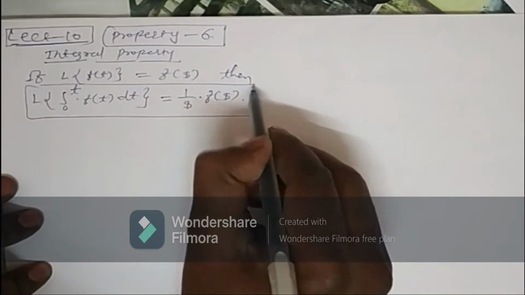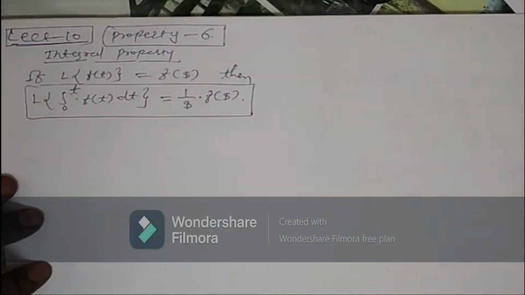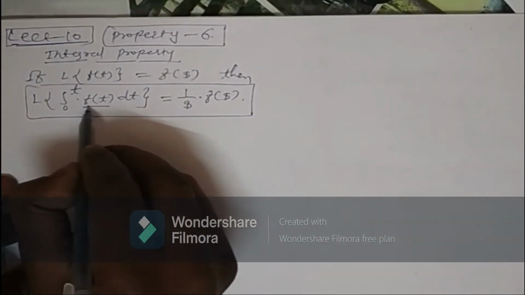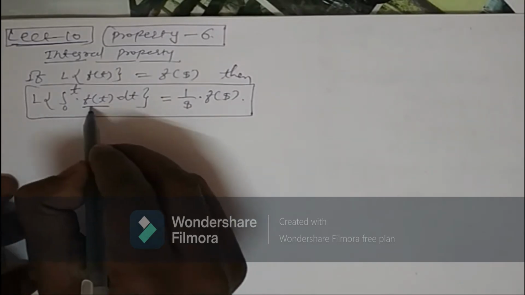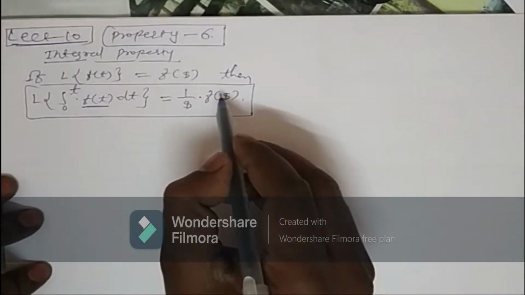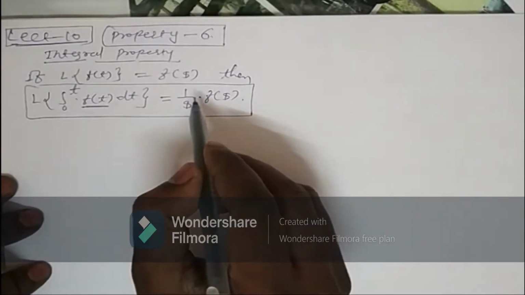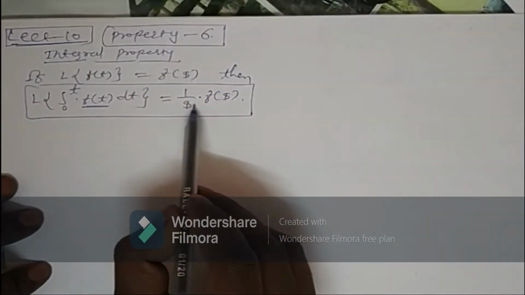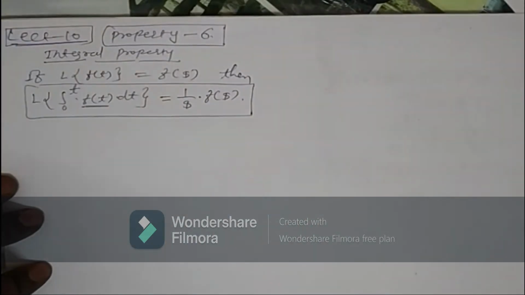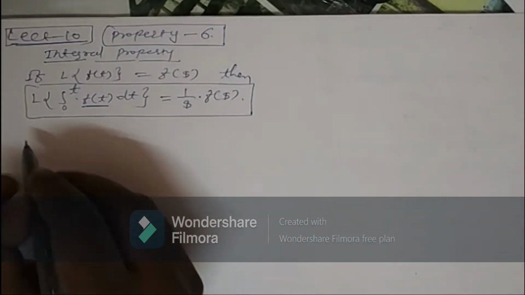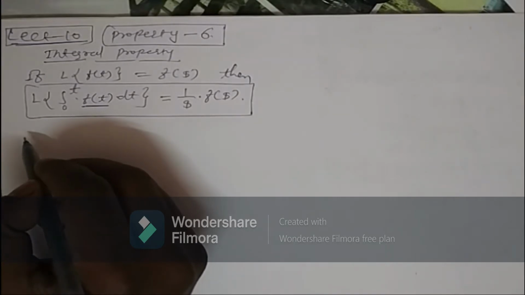This is a very simple property. That means if there is an integration sign from 0 to t with the f of t, then we just have to find the Laplace transform of this f of t, and by using the integral property we have to divide that F of s by s. This is a very simple property. Now let us see some examples on this.